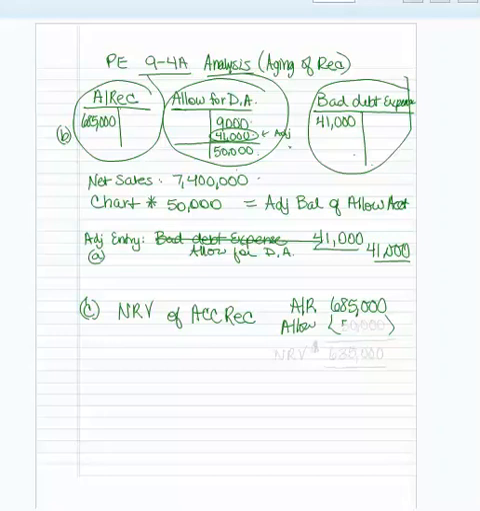It's your unadjusted balance plus your adjusting entry that you posted is going to be $50,000. So you're going to take out $50,000. So your net realizable value, how much money you're probably going to actually get, is $635,000. And that is the answer to part C. Any questions there on this? Okay, so that's practice exercise 9.4a.